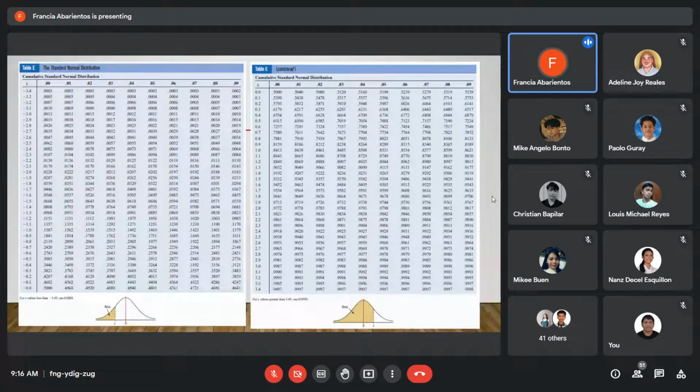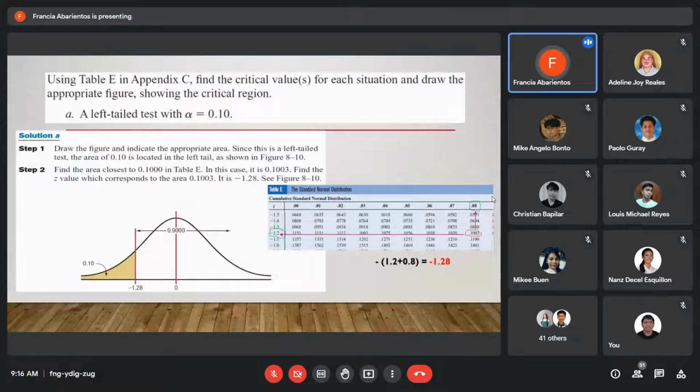This is the standard distribution. Ayan. This is the table that you can use. For example, in getting that, using the table E in Appendix E, find the critical values for each situation. Draw the appropriate figure. Show the critical region. So, given sa atin, left tail test with an alpha of 0.01. Take note, pag left tail test, kung ano na yung alpha natin, hindi na tayo magma-minus, or we don't need to subtract it from the total area of the distribution, which is equal to 1. In the left tail test, automatically you have the 0.01.